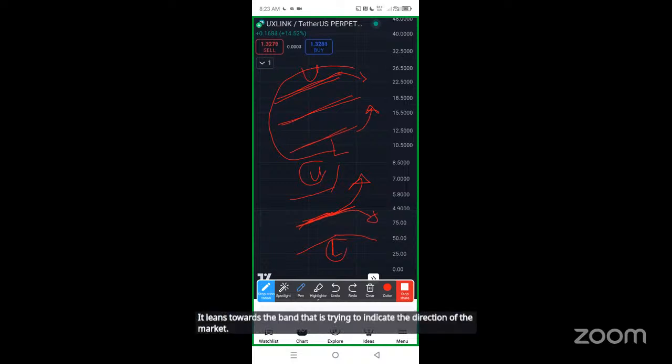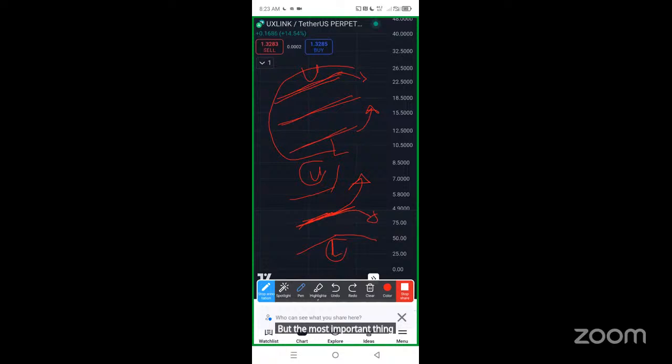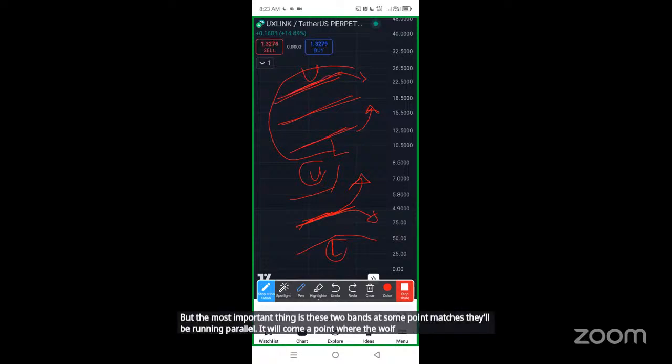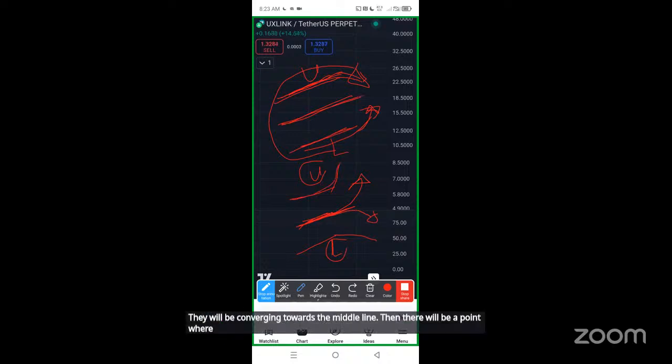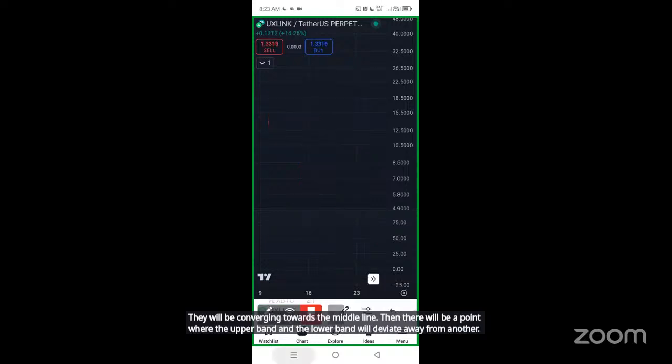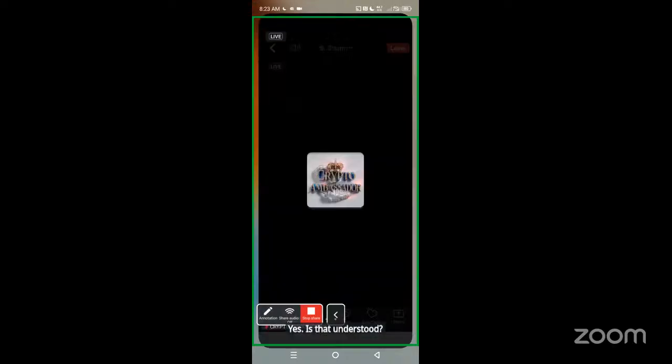But the most important thing is these two bands, much as they'll be running parallel, will at some point converge towards one another, towards the middle line. Then there will be a point where the upper band and the lower band will deviate away from one another. Yes. Is that understood before we continue?